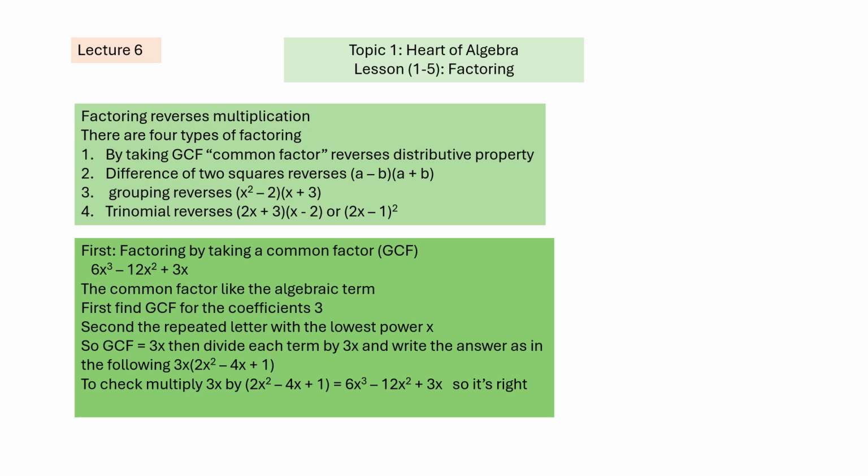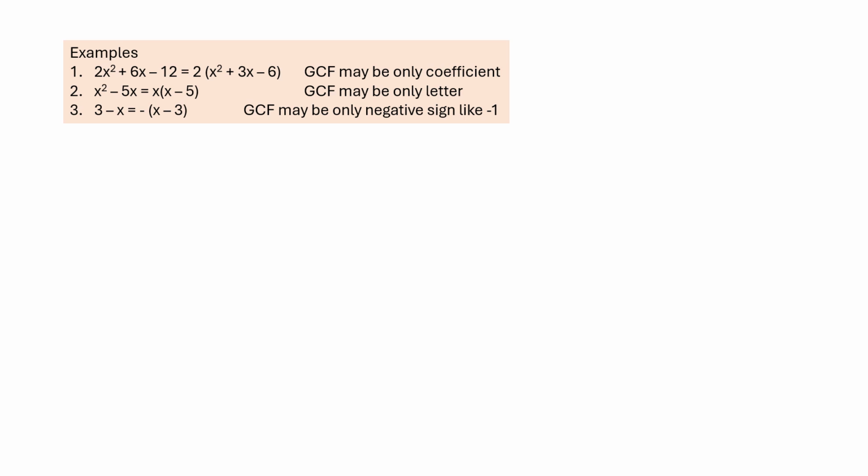If you want to check, multiply 3x by the bracket. If you get the original question, then you are right, because as we said, GCF is the opposite of the distributive property or distributive rule. Okay, this is easy, and with any factoring question you must remember first to check whether there is a GCF or not. Don't forget.